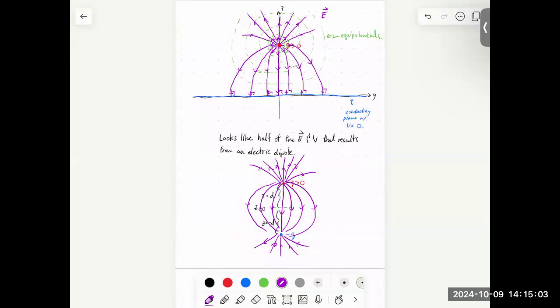Okay, so what does the uniqueness theorem tell us? It tells us that if we can find a potential that satisfies Laplace's equation and the boundary conditions, then it has to be the right solution to this top problem. I don't care about what's going on for Z less than 0. I was asked only to find the fields for Z greater than 0. So that's the region I care about here.